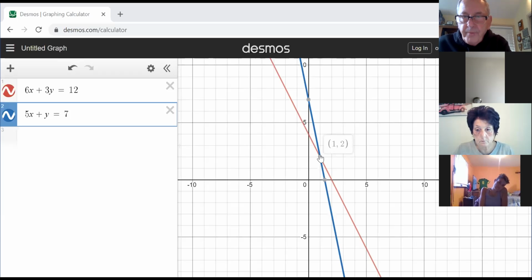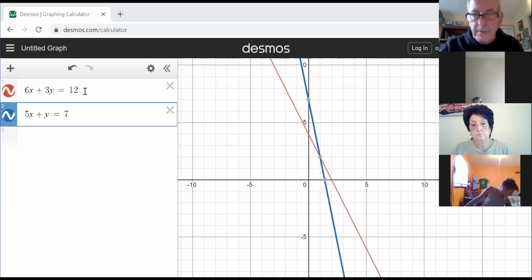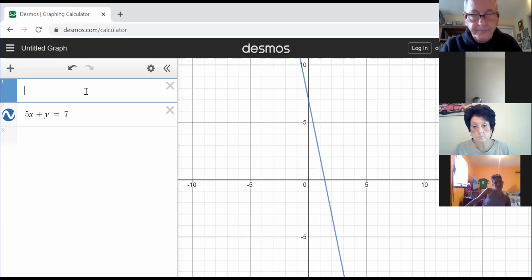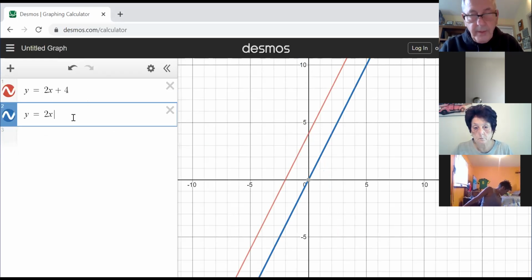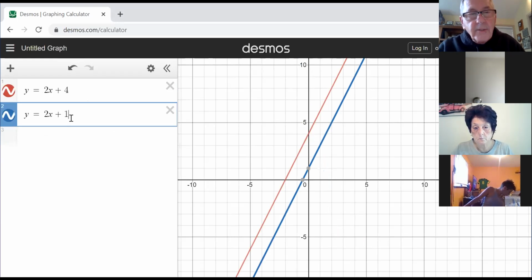Where it crosses. Okay? So we've got 2 lines. If I take this out, and if I had 2 lines like y is equal to 2x plus 4, and a second equation, y is equal to 2x plus 1, you see they're parallel, right? They never cross. There's no solution because they have the same slope. They just have a different y-intercept, right? One has 1, one has 4. Do you see that? Really important to understand that part.